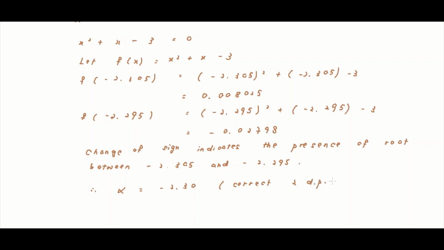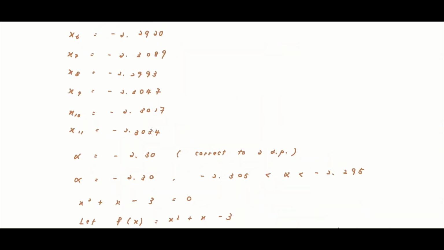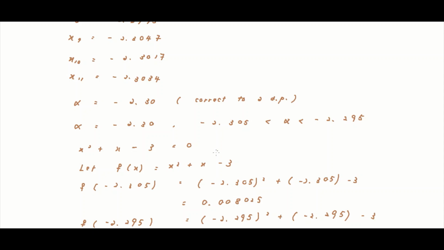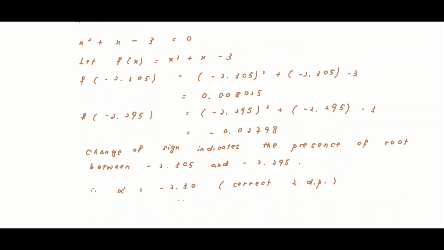Please be mindful that this last part, the verification, is the compulsory part that you must do when you carry out iteration. When we do iteration, the number keeps changing as you continue to find x12, x13, and so on. So the justification that your answer is negative 2.30 is that when you substitute inside this interval, you get different signs. That's why you know there is a presence of root there, and you can say the answer is negative 2.30 when rounded to two decimal places.